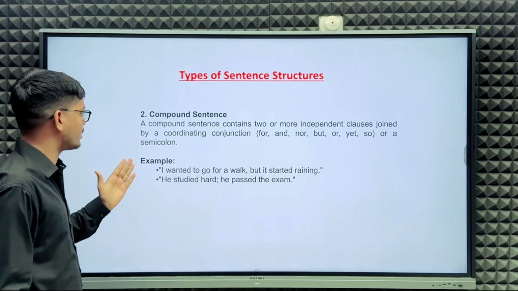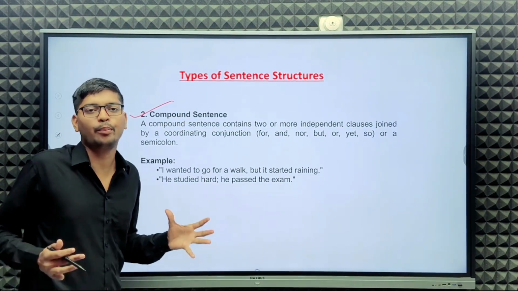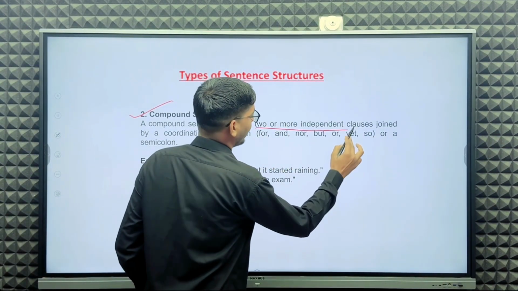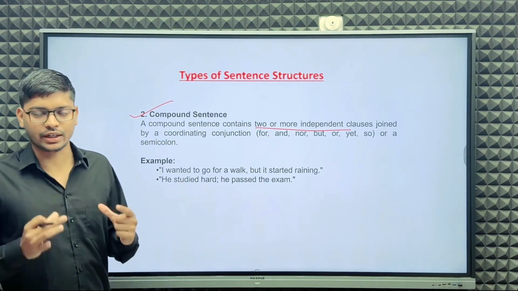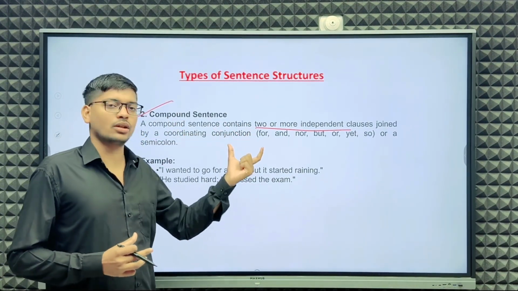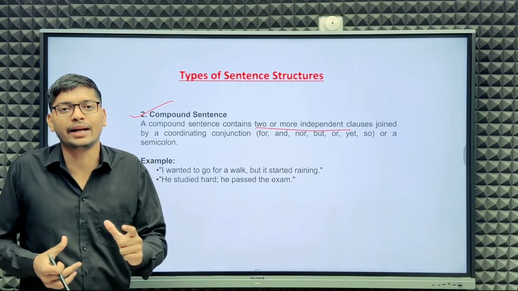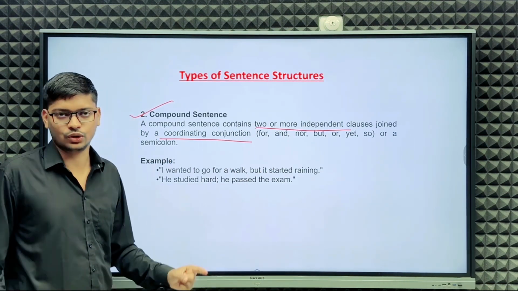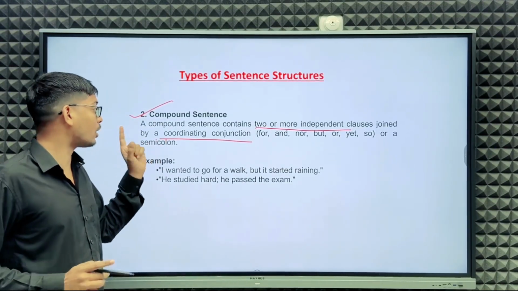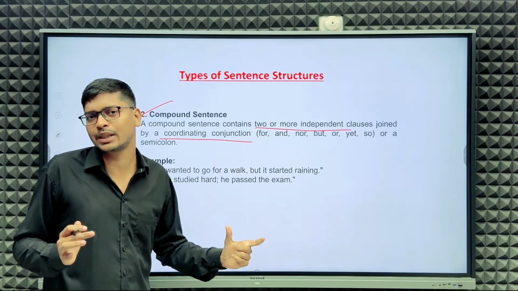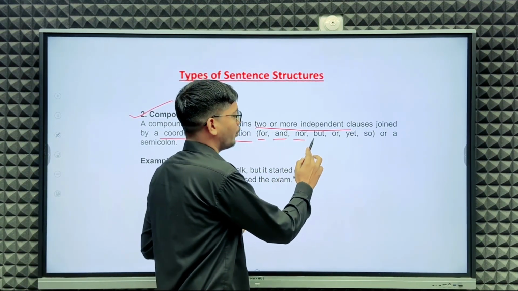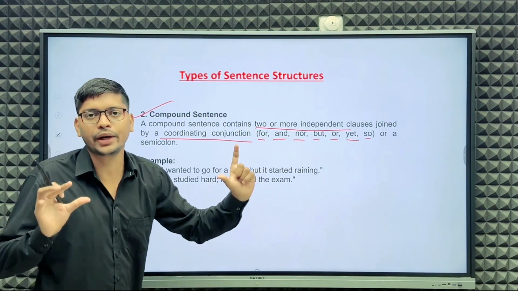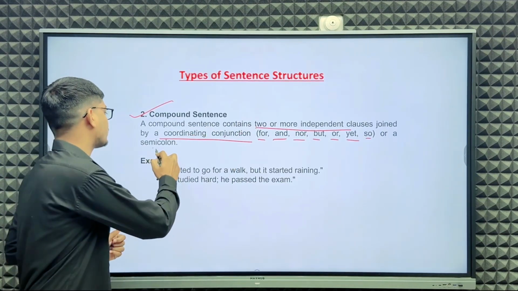The next type of sentence here is compound sentences. Compound sentences contain two or more independent clauses joined by a coordinating conjunction. Coordinating conjunctions are for, and, nor, but, or, yet, so. These kinds of words are all coordinating conjunctions, or a semicolon.